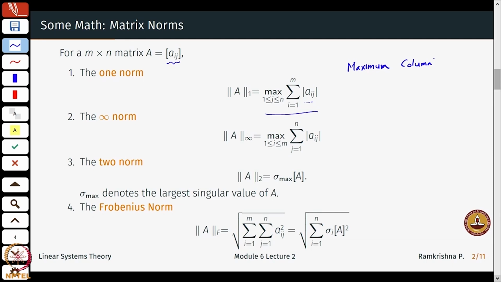So if n equals 1, I realize the standard vector case. I have a vector now instead of a matrix, and the one norm would simply be the summation of all the elements of A, say i equal to 1 to m, like the standard definition of a one norm of a vector.